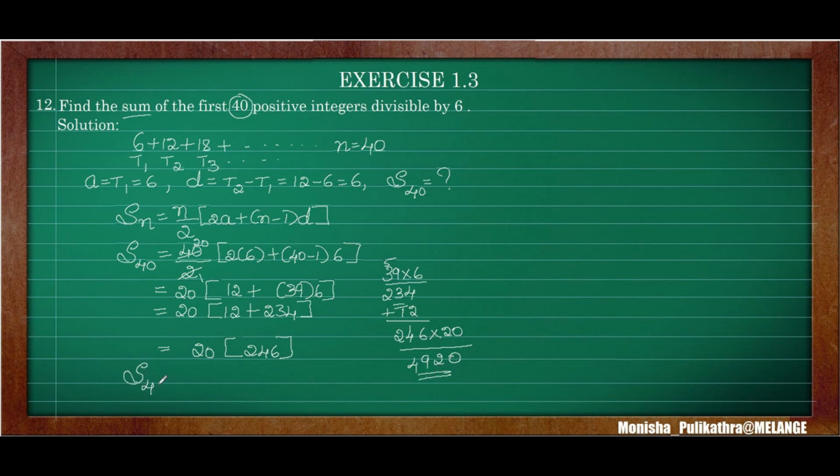So the sum of the first 40 positive integers which are divisible by 6, the sum of all those numbers, is equal to 4920. Hope you understood this.